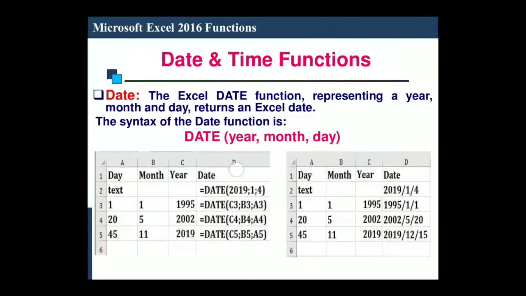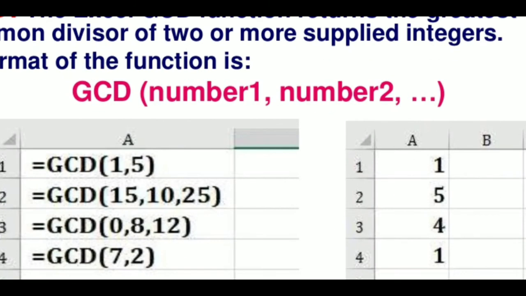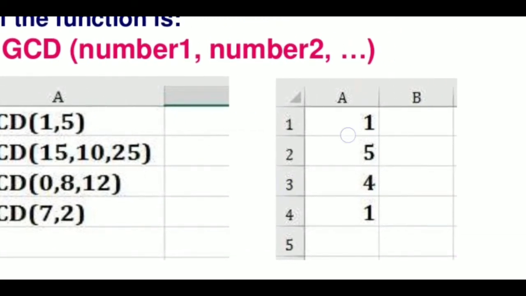Now next is GCD function. So the full form of GCD is greatest common divisor. This function is used to calculate the greatest common divisor. Okay, or we can say HCF. Write this function like this. Suppose we have to find GCD of 1 and 5 here. So write it like this, equal to GCD, after that in bracket numbers with comma, then press enter key. Now we have the result. Here you can see A1 is the result.